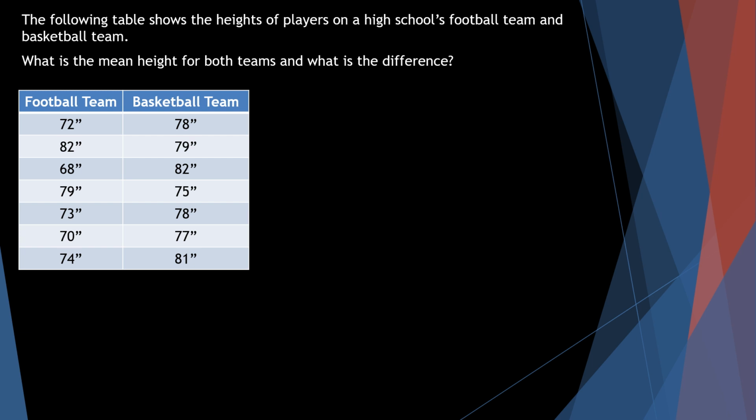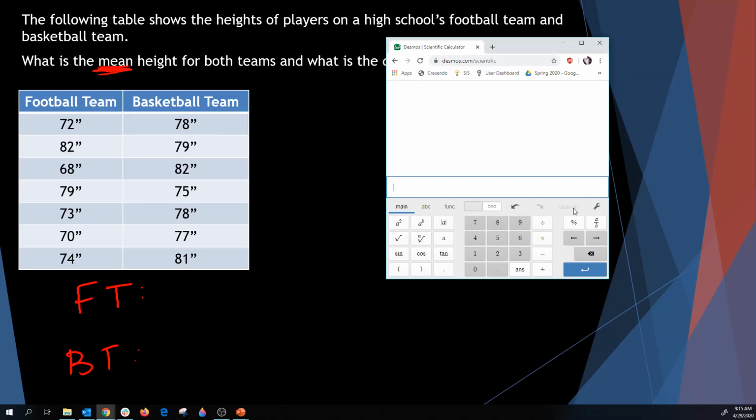So our next question here, we want to know what is the mean height for both of the teams and what is the difference. So I want to know what the mean height is. Remember, mean is another way for saying average. So anytime you read the word mean, you need to add up all your numbers and divide them. So we need to figure out the football team and the basketball team. And so let's just pull open that calculator again and start adding and dividing.